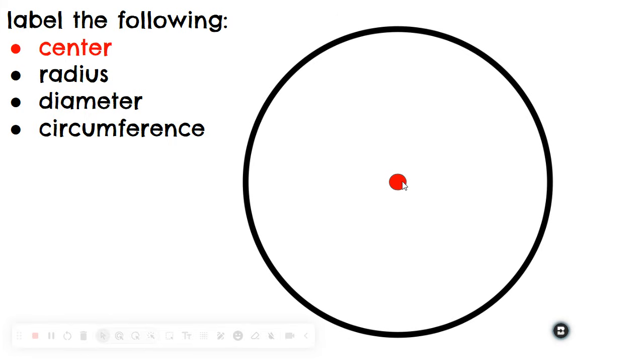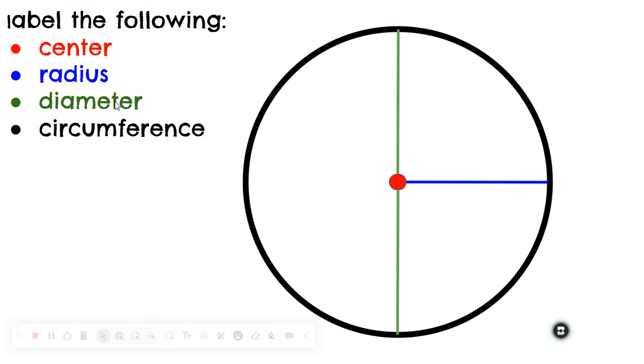The radius connects from the center to an outer edge of the circle. You can draw the radius anywhere on the circle as long as it comes from the center to the outer edge. The radius is half of the distance across the circle. The whole distance across the circle would be diameter.